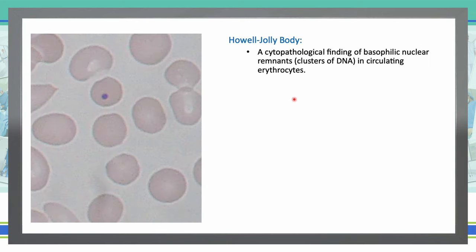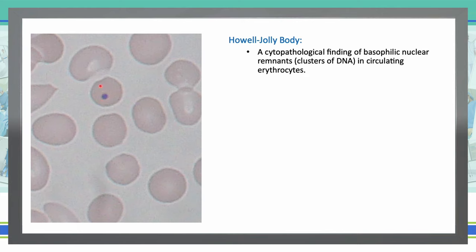Next, we have Howell-Jolly body. So Howell-Jolly body is a cytopathological finding of basophilic nuclear remnants. It's known as a cluster of DNA in circulating RBCs. During maturation in the bone marrow, late erythroblasts normally expel their nuclei. But in some cases, a small portion of DNA remains. Its presence usually signifies a damaged or absent spleen, because a healthy spleen would normally filter this type of RBCs.